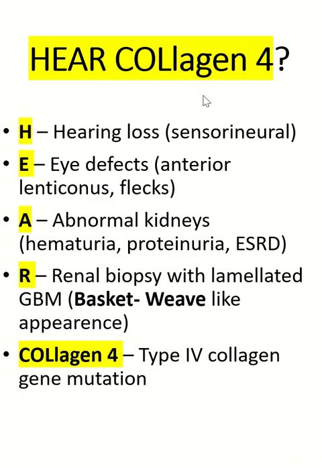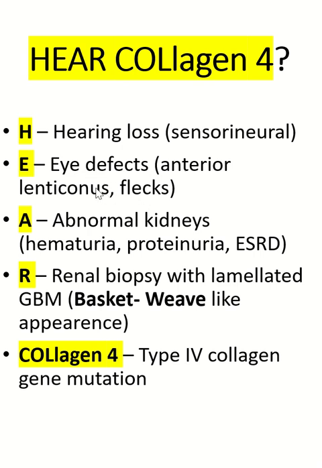We'll remember the common features we see in Alport syndrome using a mnemonic. The mnemonic here is collagen 4. When I'm telling Alport syndrome, always you'll hear collagen 4, okay? Here, H stands for hearing loss, and this patient has a sensory neural hearing loss, and they'll also have eye defects, that is anterior lenticonus and flecks.